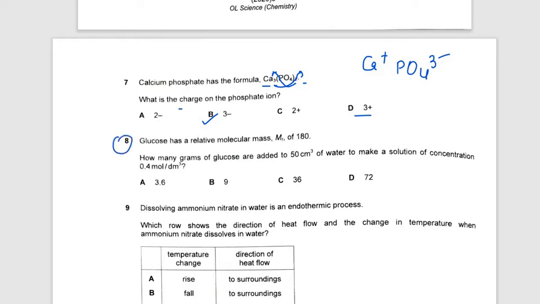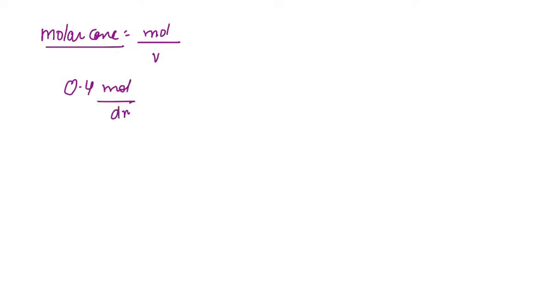Now let's see question number 6. Glucose has a relative molecular mass of this. How many grams of molecules are needed in 50 centimeter cube water to make a solution of concentration 0.4 mole per decimeter cube? So they have given you the concentration in mole per decimeter cube. Let's see this question in the new page. The formula of molar concentration is mole divided by volume. They have given you the concentration. How much is it? It is 0.4 mole per dm3.